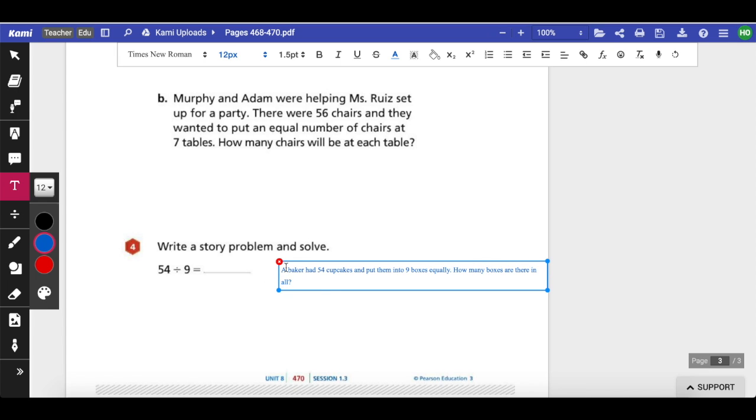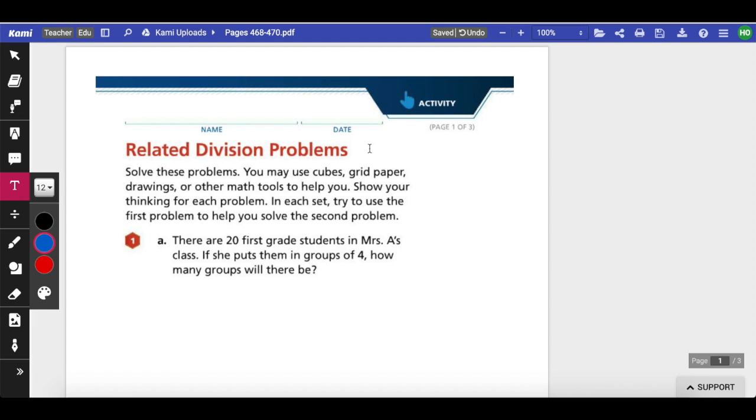So you can make up a story problem to go along with this, and then you need to also solve the problem. I'm going to say again that you need to make sure that you're showing your work, because I'm not able to give you full credit because I don't know how you got your answer if you do not show your work.